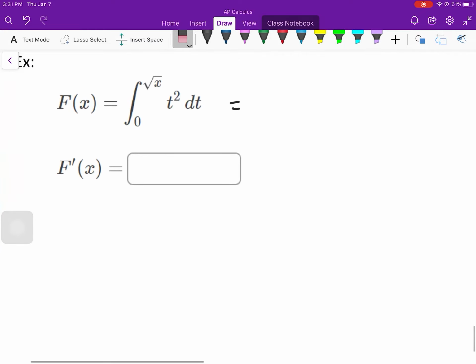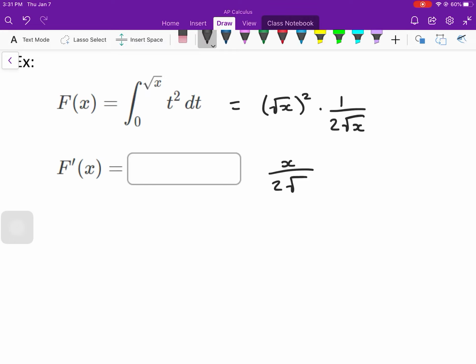Okay, last example here that I'm going to do. We're going to plug in that square root of x and then times the derivative of the inside. The derivative of square root of x is 1 over 2 square root of x. Square root of x squared, that's going to cancel out. We're going to end up with x over 2 square root of x. I would need to specify that x has to be greater than 0, but it wouldn't allow for this anyways there. So that would be your answer.